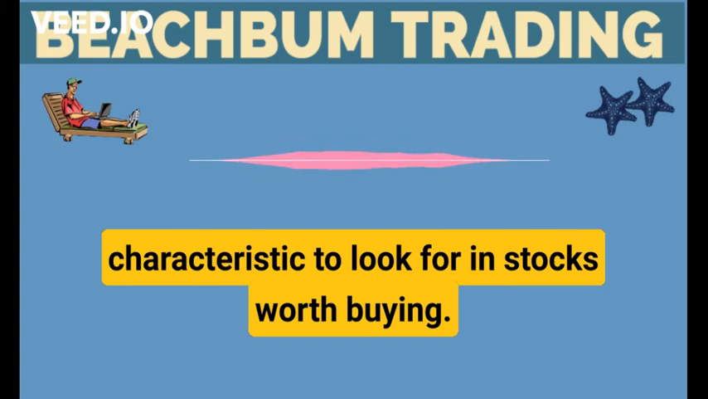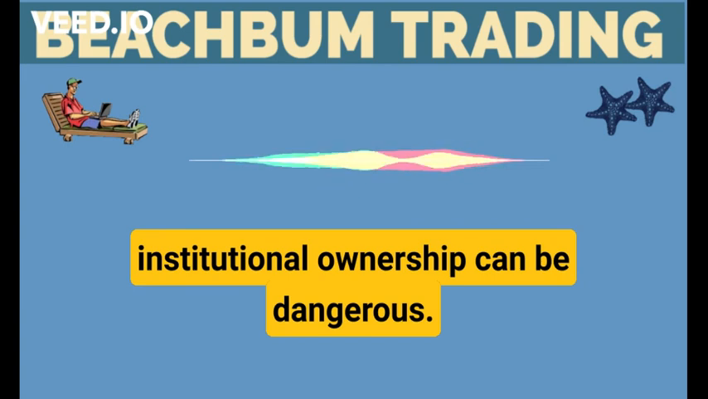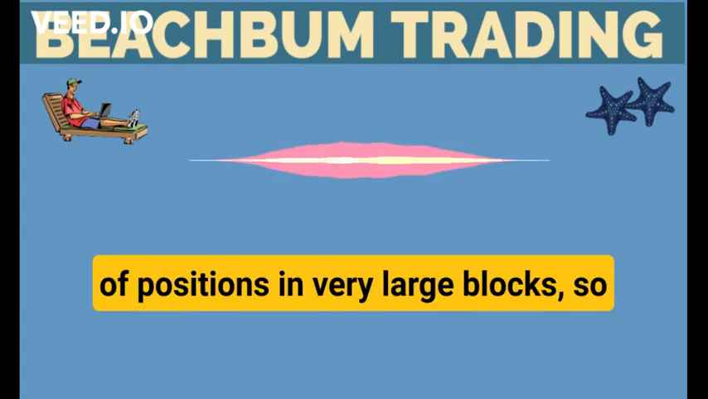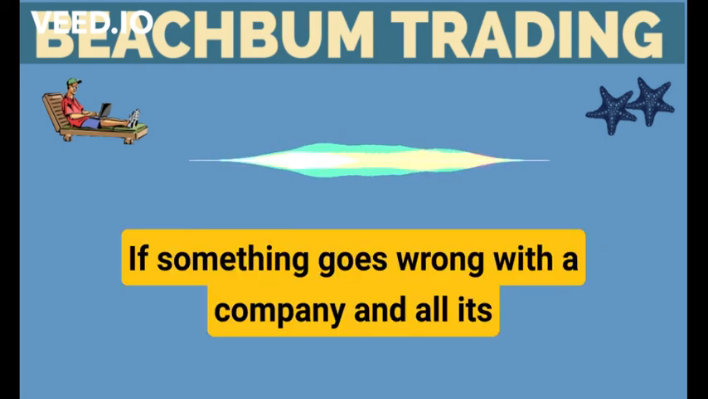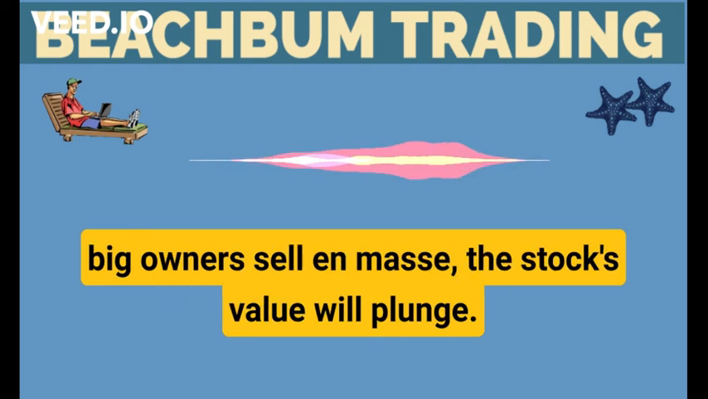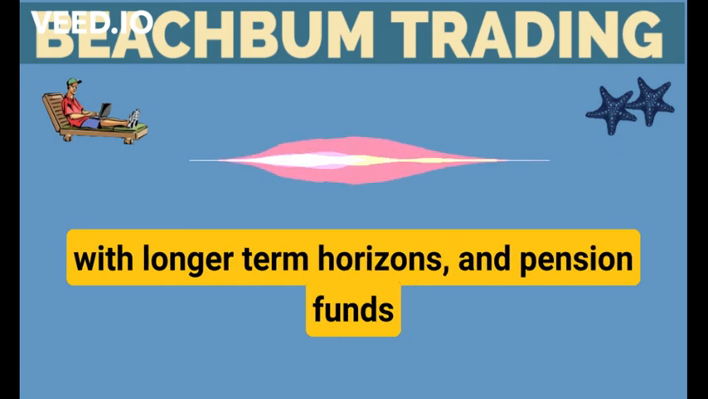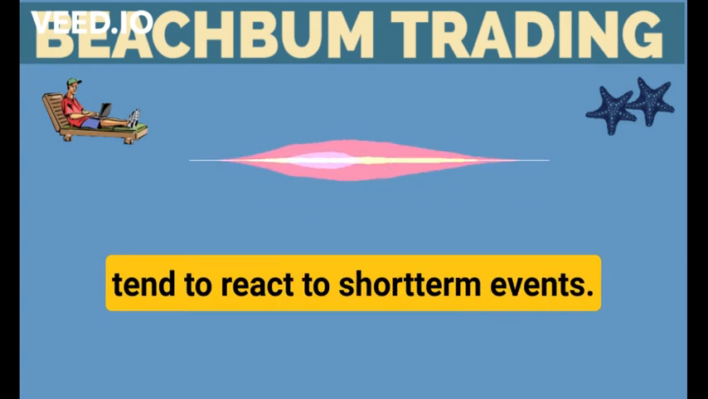In his book How to Make Money in Stocks, O'Neill has institutional sponsorship as the sixth characteristic to look for in stocks worth buying. O'Neill and Lynch both agree that institutional ownership can be dangerous. These big institutions move in and out of positions in very large blocks, so they cannot buy or sell holdings gracefully. If something goes wrong with a company and all its big owners sell en masse, the stock's value will plunge. Although there are mutual funds that operate with longer-term horizons, and pension funds tend to be long-term stockholders, institutional investors tend to react to short-term events.